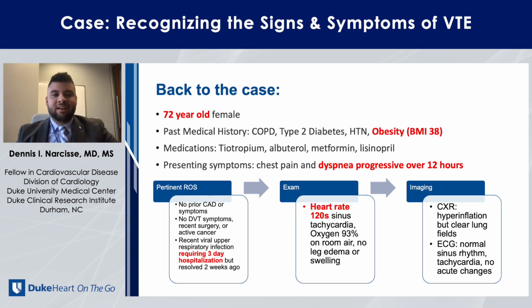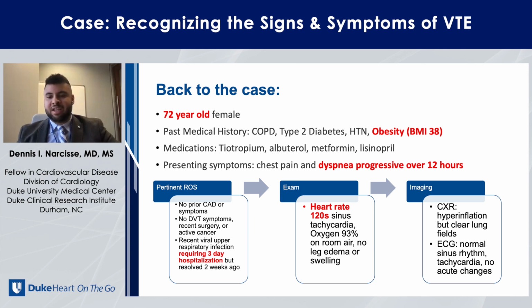And back to our case here. So I want to highlight some of the important features that suggest that this patient have a VTE. So she's of advanced age, 72 years old. She has obesity with a BMI of 38. And her presenting symptoms was acute chest pain and dyspnea over 12 hours without clear etiology otherwise. She also had a recent hospitalization that was 3 days that would suggest some form of immobilization. And she had sinus tachycardia, which is a common presenting symptom of PE.